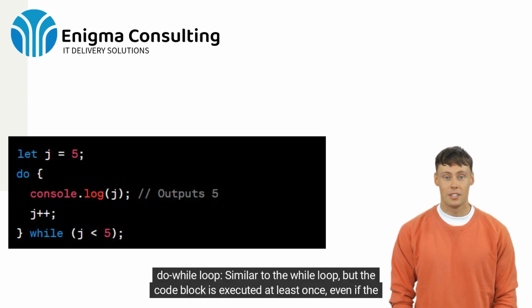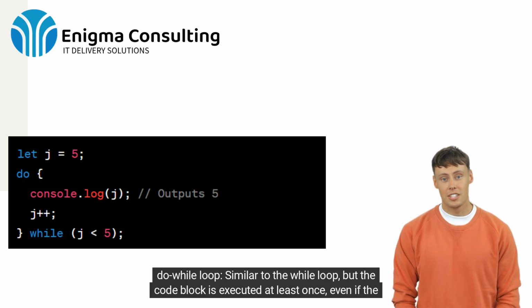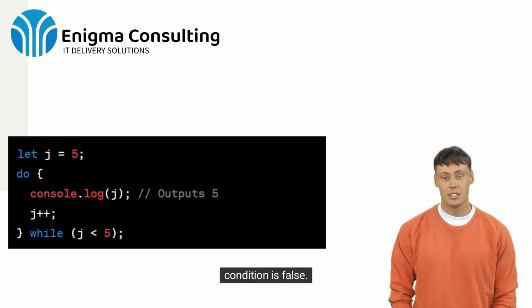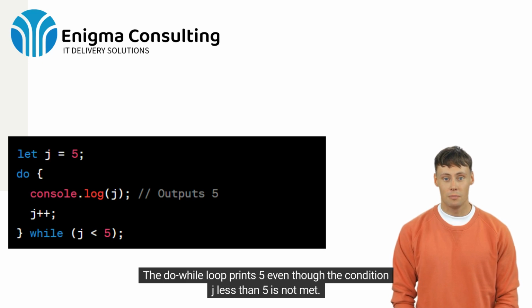Do while loop, similar to the while loop, but the code block is executed at least once, even if the condition is false. The do while loop prints 5 even though the condition j less than 5 is not met.